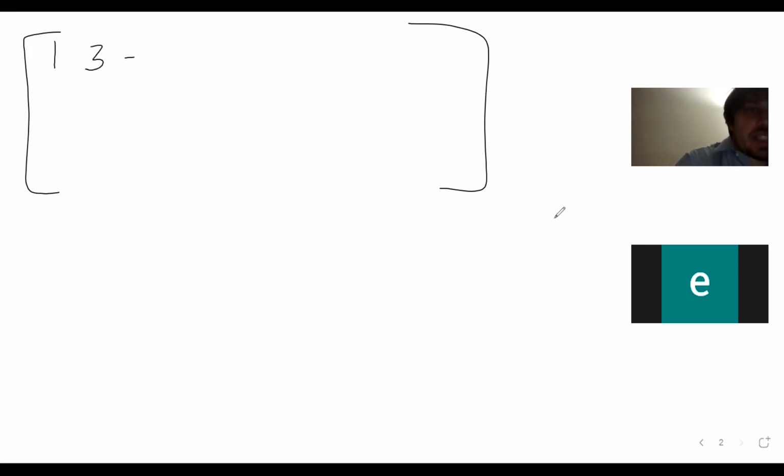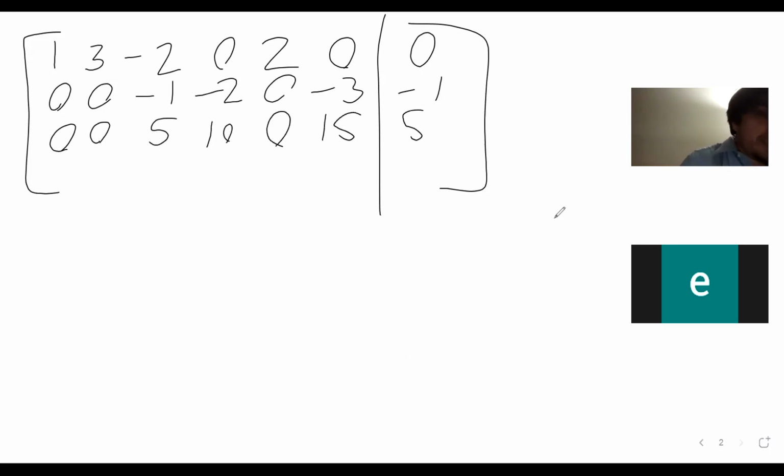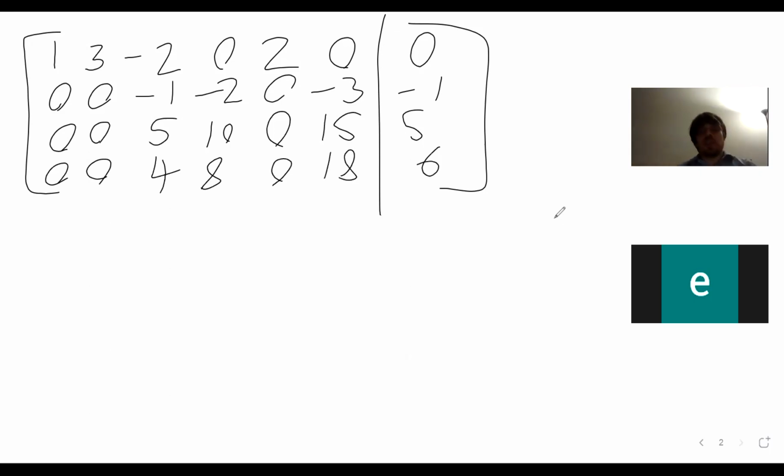So you have 1, 3, -2, 0, 2, 0, and then this is the coefficient at the end. You have 0, 0, -1, -2, 0, -3, -1. You have 0, 0, 5, 10, 0, 15, 5, and 0, 0, 4, 8, 0, 18, 6. You do need to do examples and be able to do these calculations, but they're just addition, multiplication, subtraction, stuff like that.